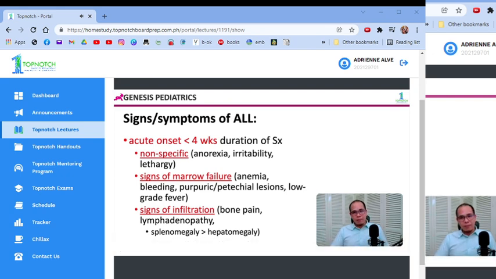In which in ALL, what will you see? In ALL, you will see your blasts or immature cells, and in aplastic anemia, what will you see? It's hypocellularity and fibrofatty changes. Okay, so nagiging fibrofatty infiltration bone marrow niya. Tapos hypocellularity, kaunti yung mga cells. Whereas in leukemia, it's hypercellularity. Maraming cells pero puro mga blasts, puro mga immature cells.